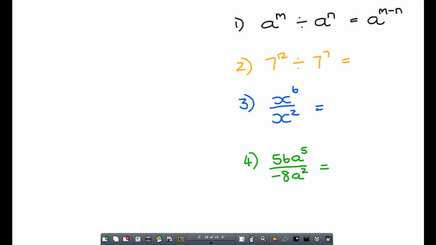Right. Let's look at number 2. 7 to the power of 12 divided by 7 to the power of 7. Are my bases the same? Yes, they both have a base of 7. And we divide, so that means the base stays 7. And I'm going to say 12 minus 7. So your final answer will be 7 to the power of 5.